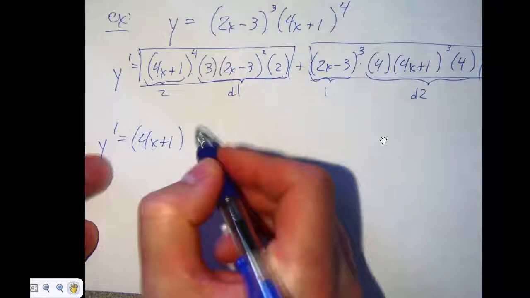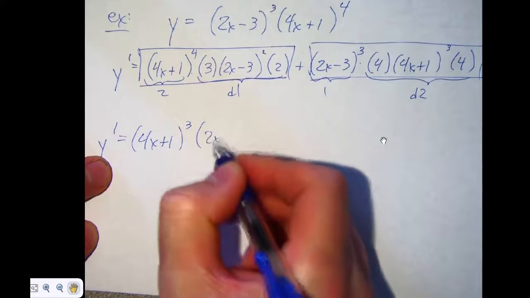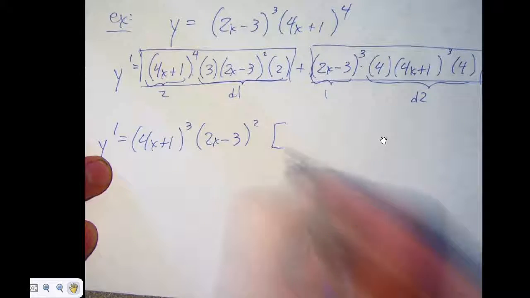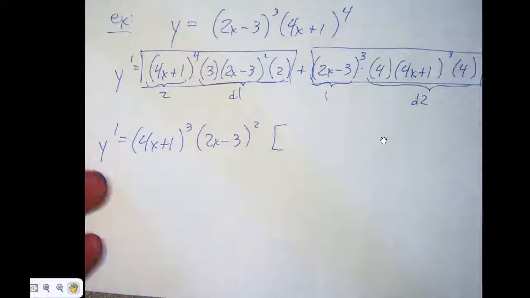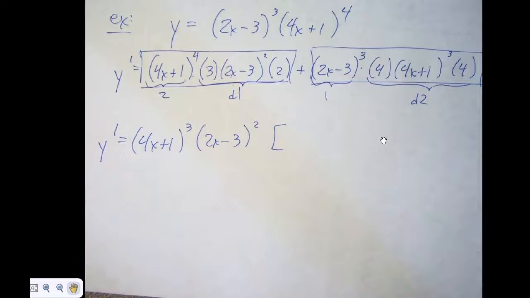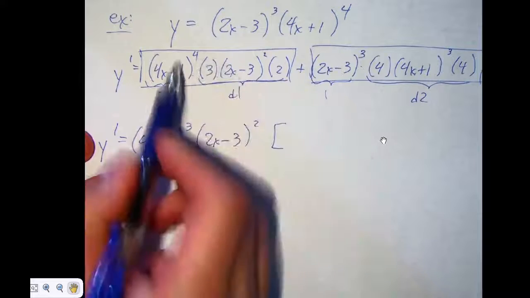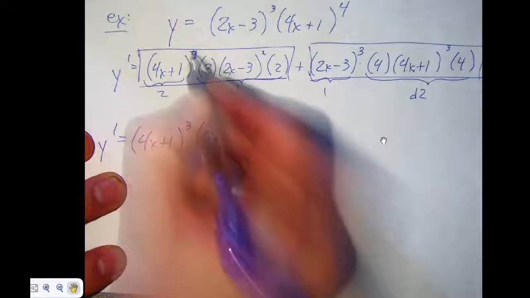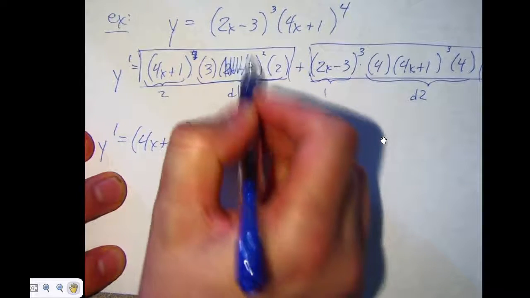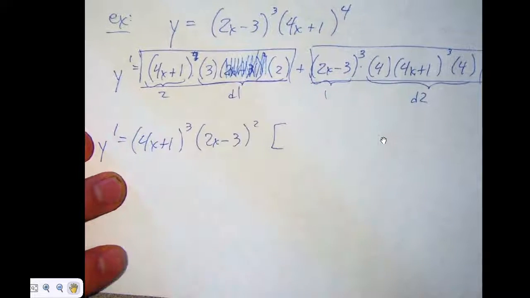I can take 2. I'm going to take 4x plus 1 to the third, 2x minus 3 to the second. They're just multiplying. And then, if I took 3 of the 4x plus 1s, there's only 1 left. If I took 2 of the 2x minus 3s, those are just gone.